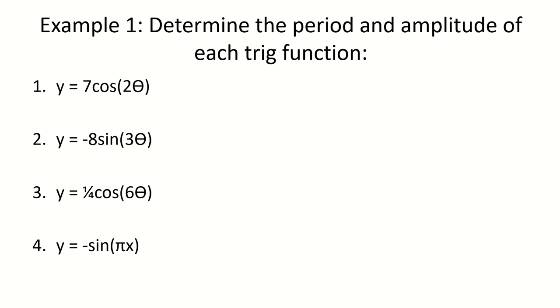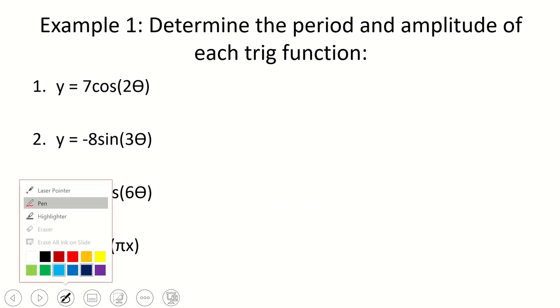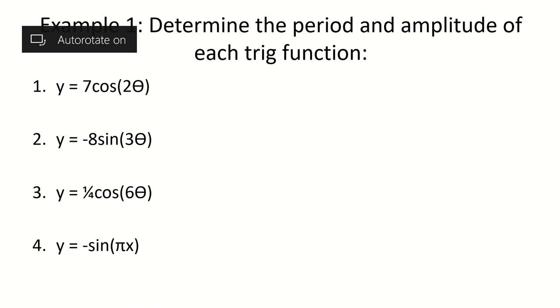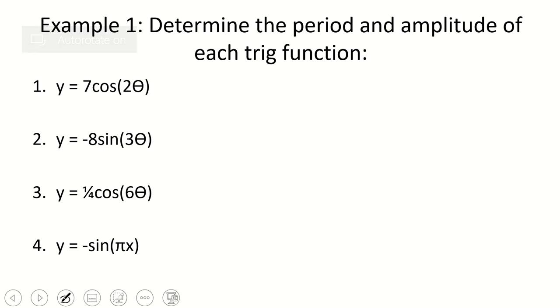So let's look at some examples. We're going to determine the period and the amplitude of each trig function. In order to find the period, we do 2 pi over the b value. So here the period is going to be 2 pi over the b value. The frequency, in this case, is 2. And that reduces to pi.